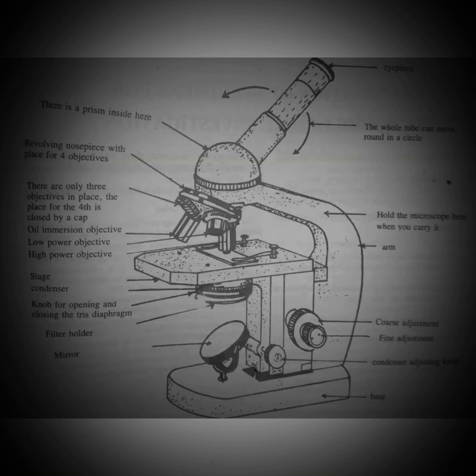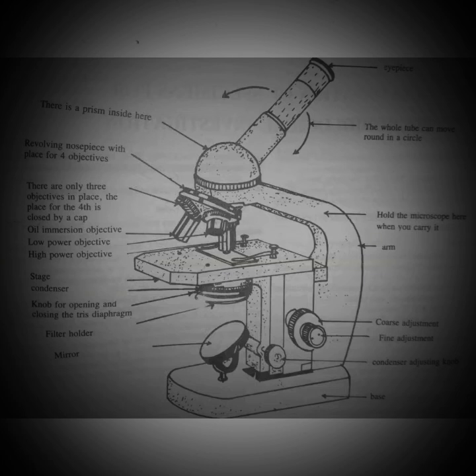The diaphragm is within the condenser, you can see the diaphragm within the condenser. The diaphragm has a function: it increases or decreases the amount of light. Sometimes we need less light, and sometimes we require more light. At that time the diaphragm does this function. It is within the condenser and is used to reduce or increase the amount of light that passes through the condenser.